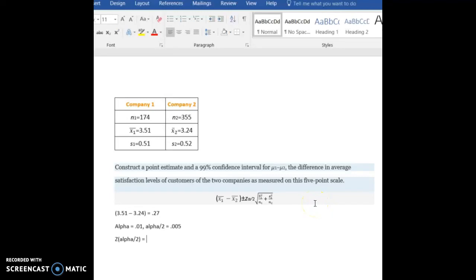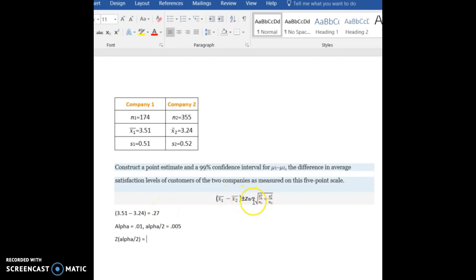Alright, so we're going to construct our first confidence interval for two independent samples. Here we have these two cable companies, Company 1 and Company 2, with large samples, and we want to construct a point estimate for mu1 minus mu2, the difference of our two means. According to our formula, first we need x1 bar minus x2 bar. That's 3.51 minus 3.24, so that's 0.27.